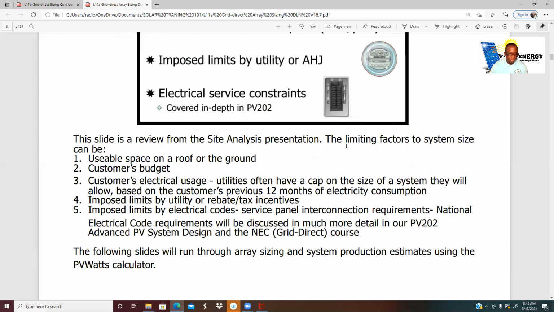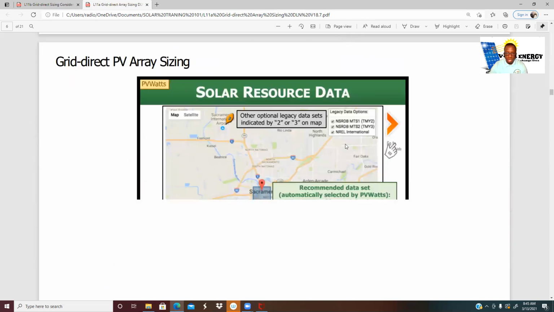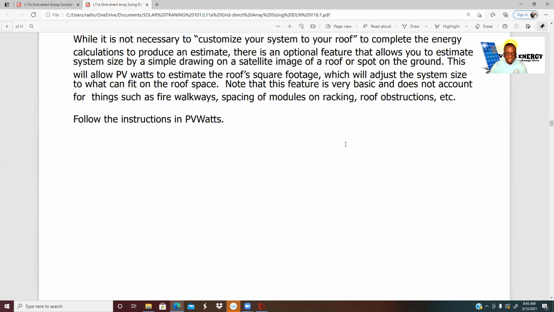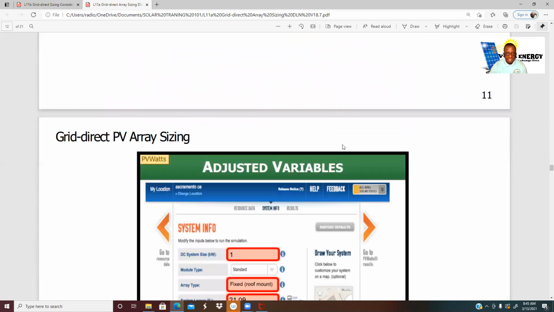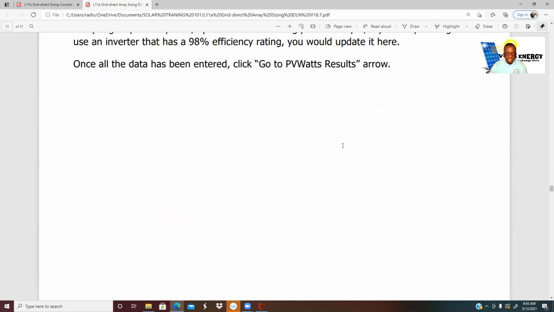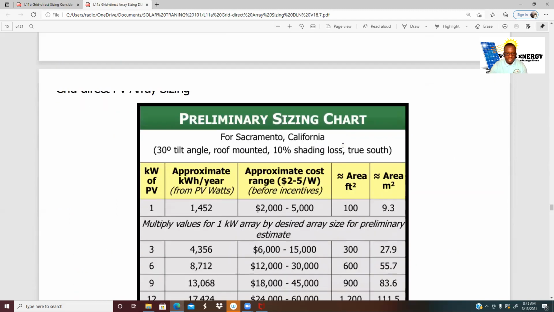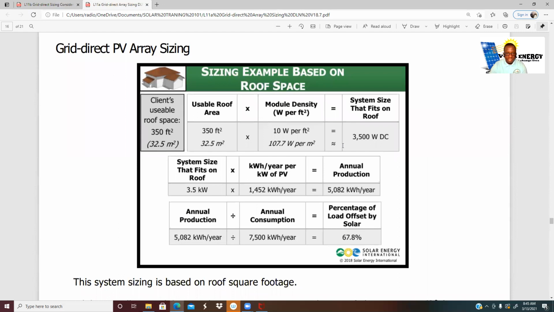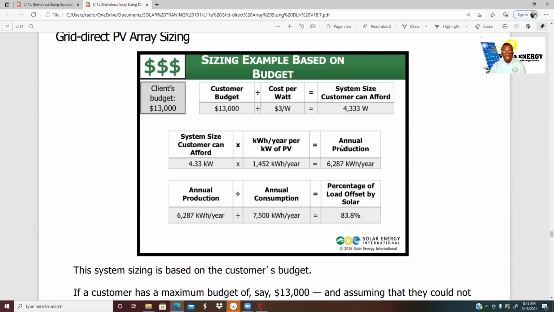So let me go further. I'm going to run through all of these. No need to go back over that. We did it already. Let's proceed. Let's move forward because we have another material to dive into today. Sizing example based on roof, we did that. Sizing example based on budget.